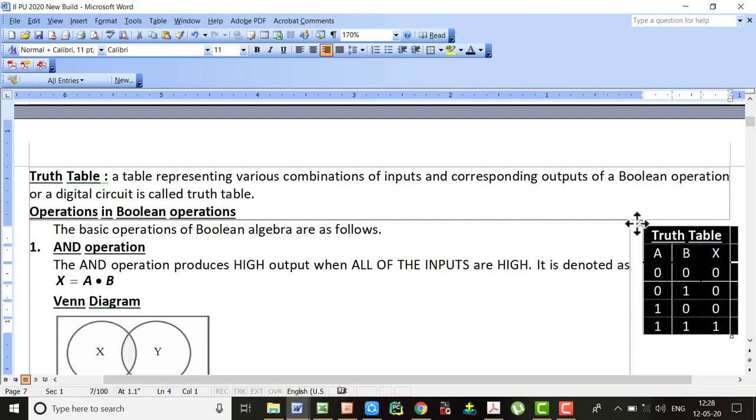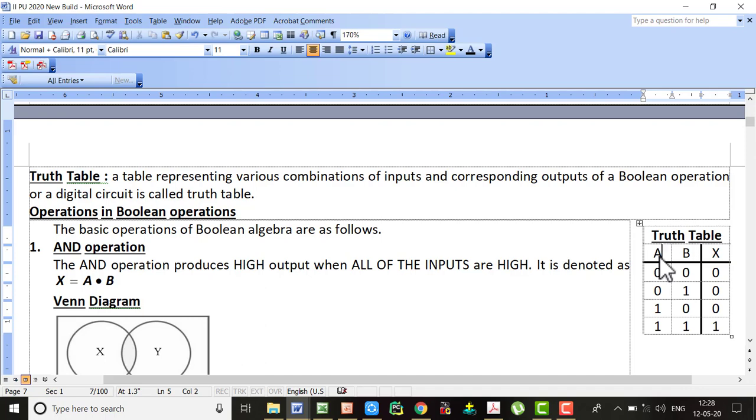You can see the truth table is describing the possible combinations. The first column is A, the second is B. I am giving the value 0 for A, and B is also 0. 0 into 0 is equal to 0. Next, 0 into 1 is equal to 0. Next, 1 into 0 is equal to 0. Next, 1 into 1 is equal to 1.